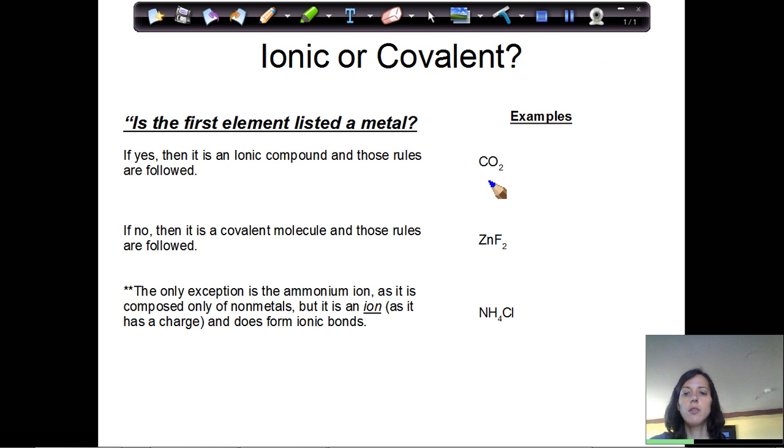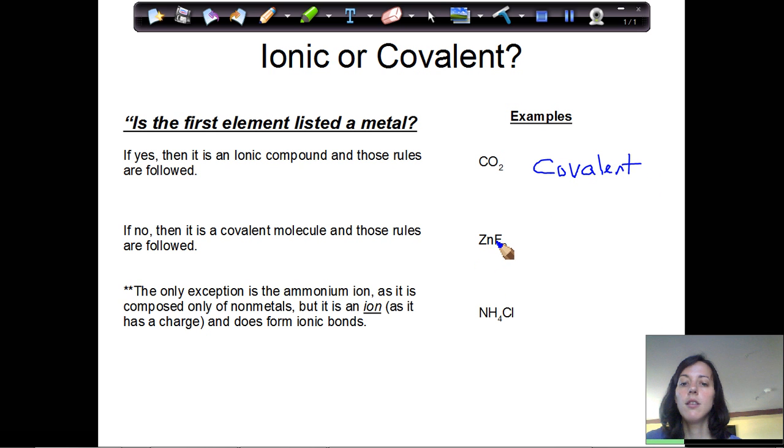So we have a couple examples. CO2. So you need to look on your periodic table and determine if carbon is a metal. Carbon falls on the right side of the staircase, so carbon is a non-metal, so we will name this using covalent rules. So CO2 is bonded covalently.